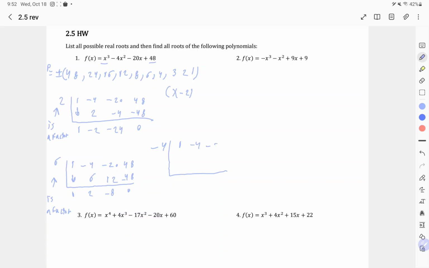1, negative 4, negative 20, 48. You got 1 down here, negative 4. That's negative 8. And then negative 8 times negative 4, 8 times 4 is 32, positive 32. So that's just 12. 12 times negative 4, that's negative 48. So that becomes 0. So this is a factor indeed.